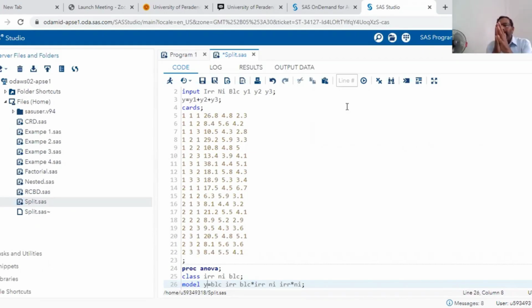If you enter all the data together, what will happen? You cannot separate it, isn't it? Do you understand? If you simply enter after adding all the data, can you separate what is y1, what is y2, what is y3? No, we cannot separate.